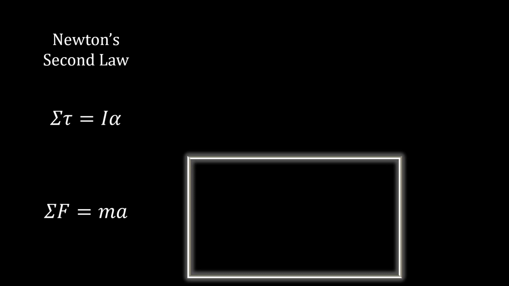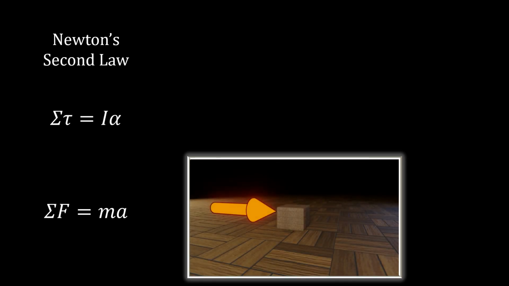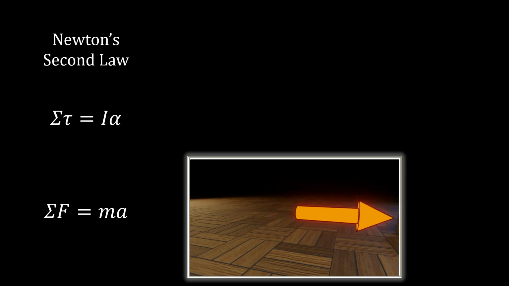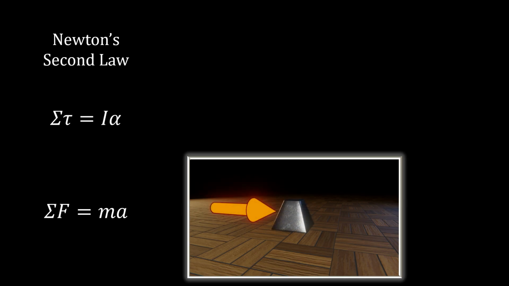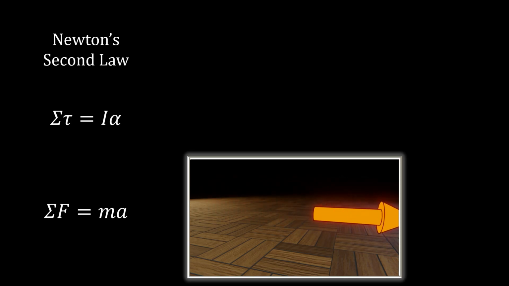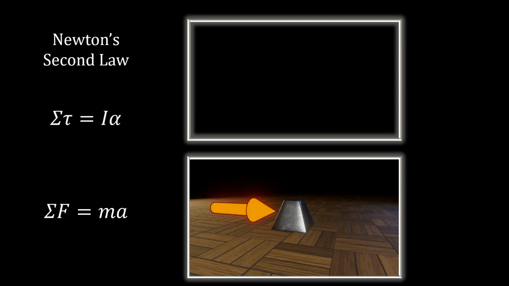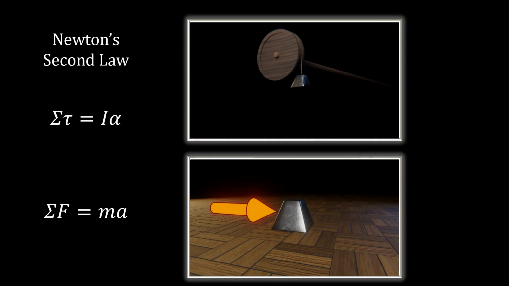In the linear form of Newton's second law, a net force gives rise to an acceleration. The acceleration is inversely proportional to the mass, which means that the more mass the object has, the harder it is to accelerate. In the rotational form of Newton's second law, a net torque gives rise to an angular acceleration. This angular acceleration is inversely proportional to the moment of inertia, which means that the larger the moment of inertia is, the harder it is to angularly accelerate.